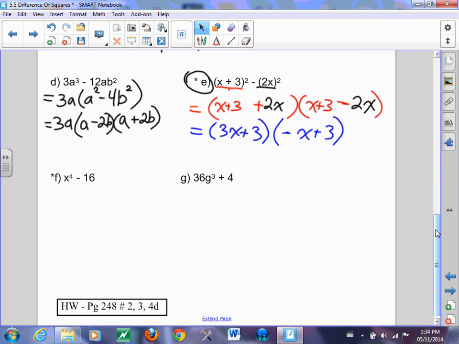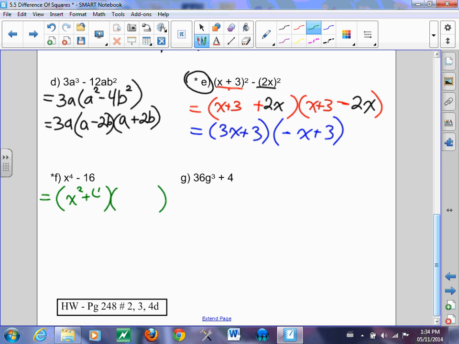F is also tricky, guys, and I'll show you why. When I go to recognize this as a difference of squares, that's fine. However, what do I realize? My exponent is to the power of 4. So if I'm going to take the square root of it, you're going to halve the exponent. So it's going to become x squared plus 4 and x squared minus 4.